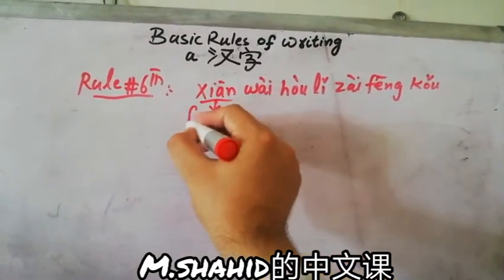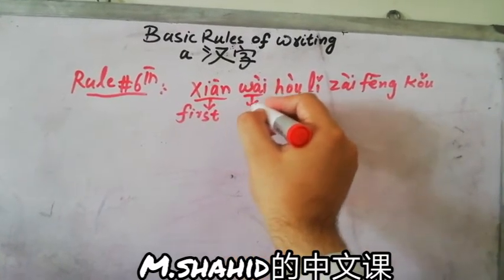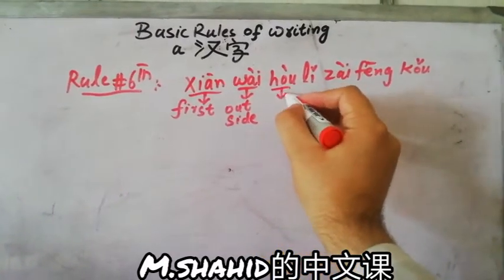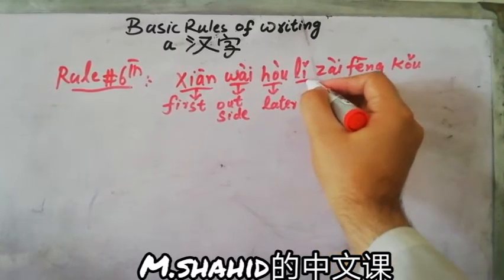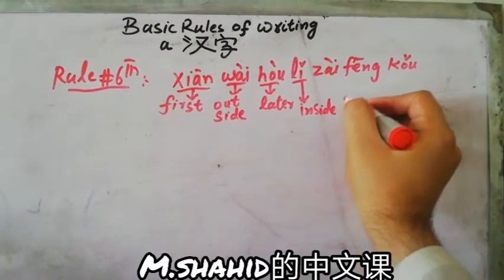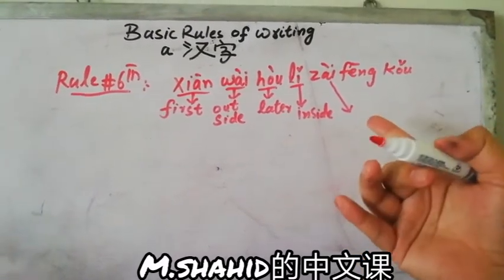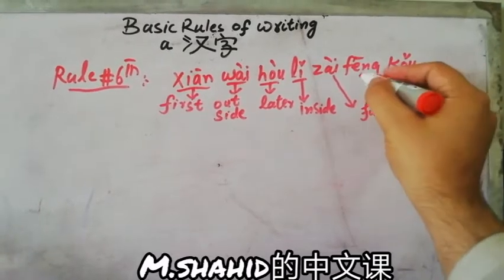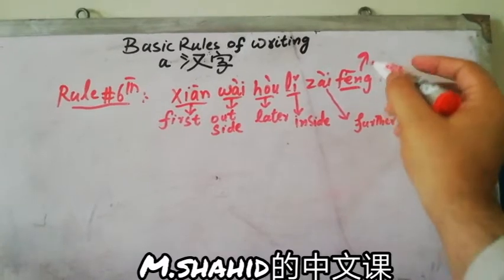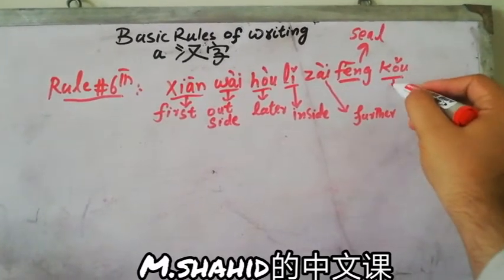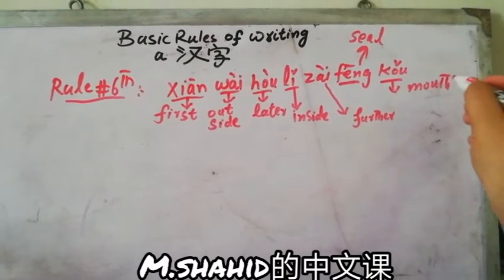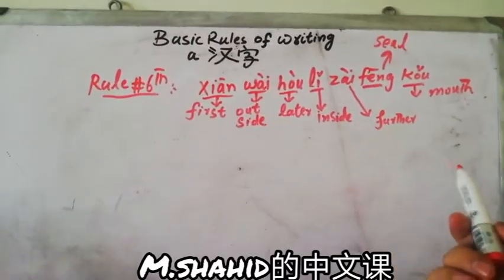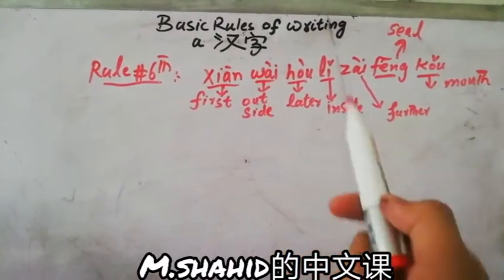Xian means first, wai means outside, and hou means later, li means inside. Zai, one meaning of zai is again, here it means further. Feng means to seal. Kou, mouth, mouth or opening, okay?